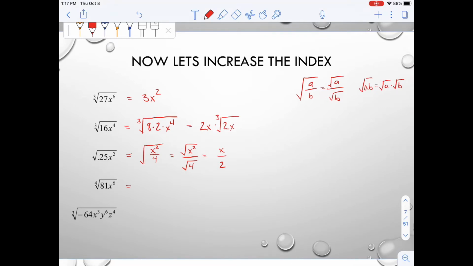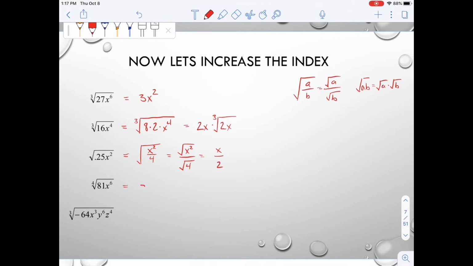Okay, my next example, I have the fourth root of 81 x to the 6th. The fourth root of 81 is actually going to be 3. 3 to the 4th is 81. So fourth root of 81 is 3. 4 goes into 6 one time with 2 remaining.